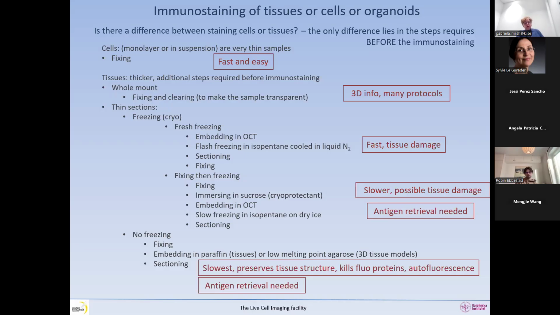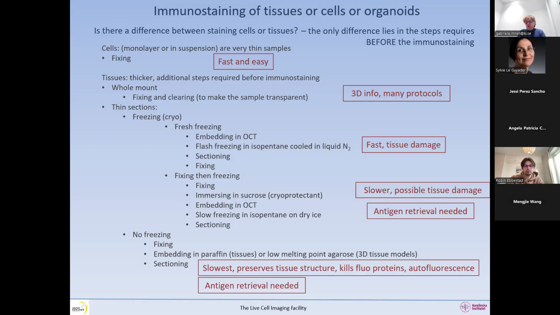So if we choose to handle our tissues in this way, we have to count that paraffin embedding is a much slower method, but it preserves the tissue structure very well. Unfortunately, there are fluorescence proteins that are affected by this method, and it will always give rise to autofluorescence. And on top of that, antigen retrieval is needed.